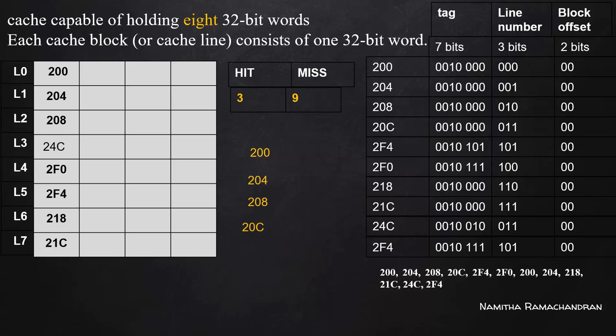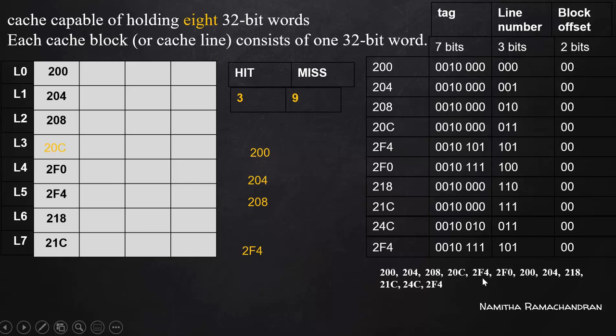Where do we want to place this particular word containing the byte address 20C? Look here, we need to make room at line number 3. So remove the memory word currently present in line number 3 first, remove it from this cache line and move it back to the main memory. Then make room here and place the word holding this byte address in line number 3 now. So this is the case of cache miss.